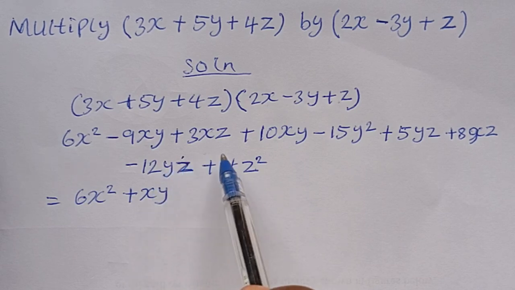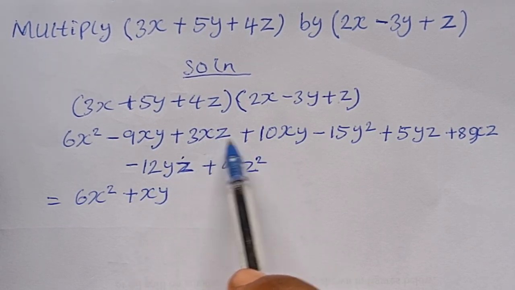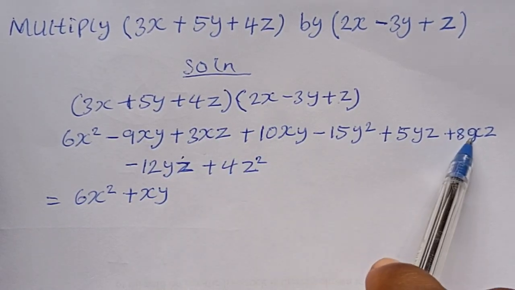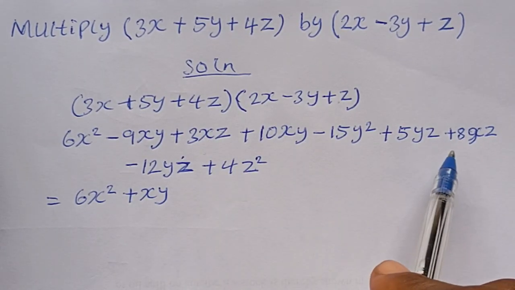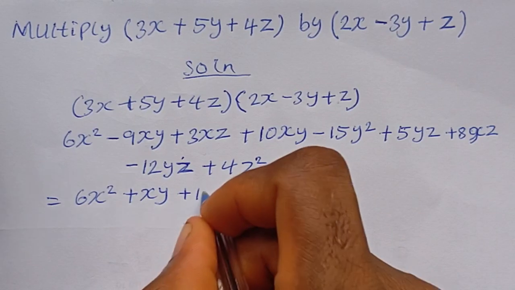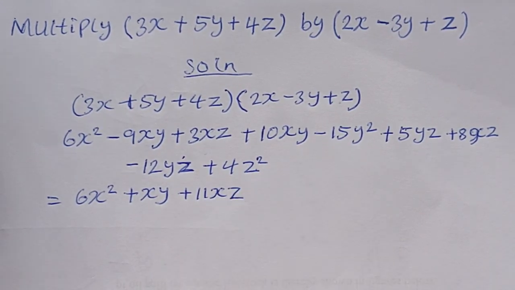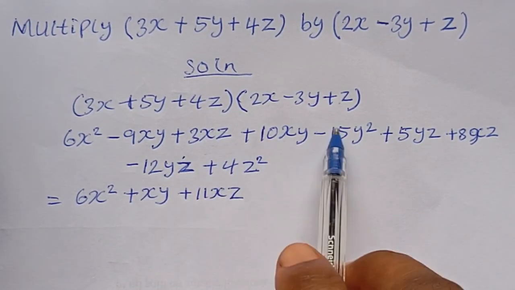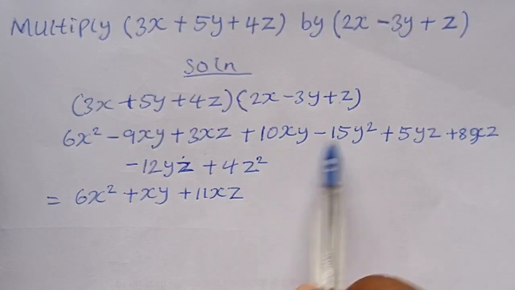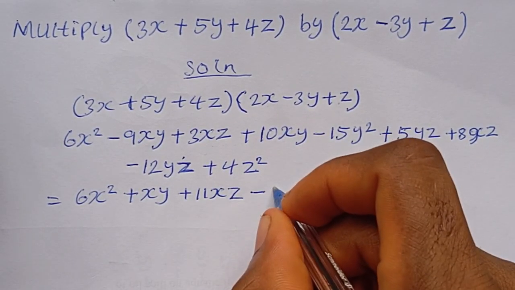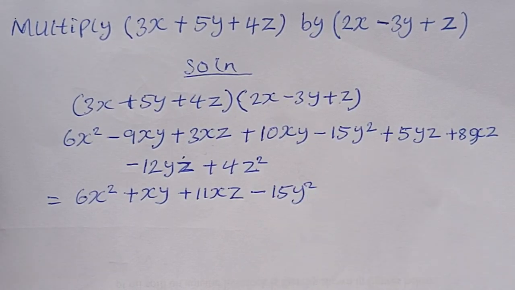Then which other one? We have xz. 3xz. Which other xz? We have 8xz. Then 3xz plus 8xz will be 11xz. We have which other one? Minus 15y squared. We don't have another y squared, so we keep that minus 15y squared.